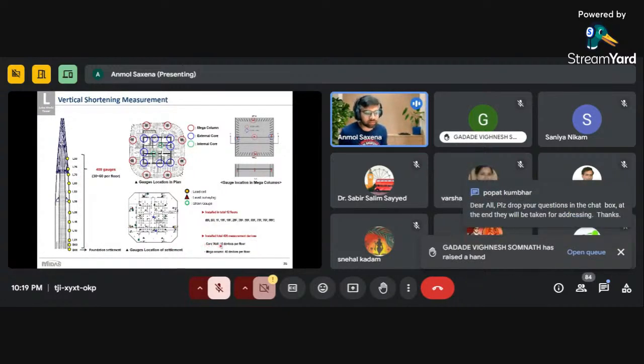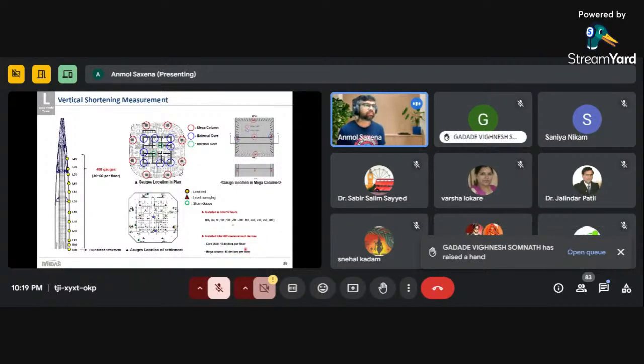Okay, in the core walls, basically 10 devices per floor. Okay, and these are the locations of these strain gauges which have been installed. Okay, and in the mega columns, we have installed 40 devices per floor. Okay, so this is how we apply these strain gauges in the mega columns, in the core walls, and internal core walls as well. Okay.